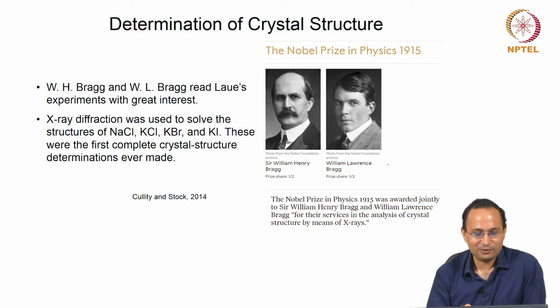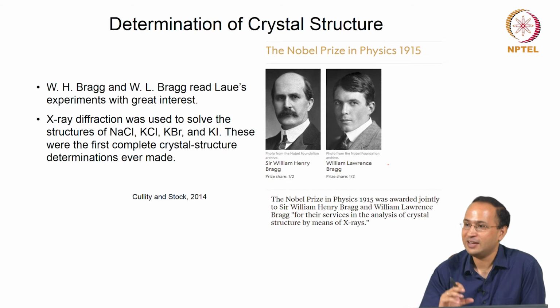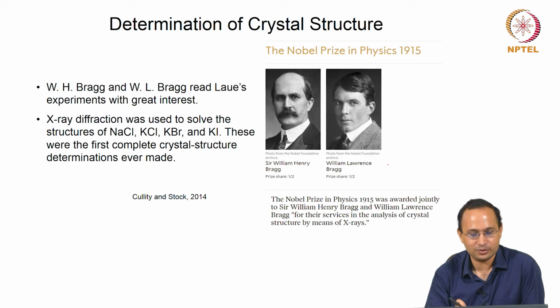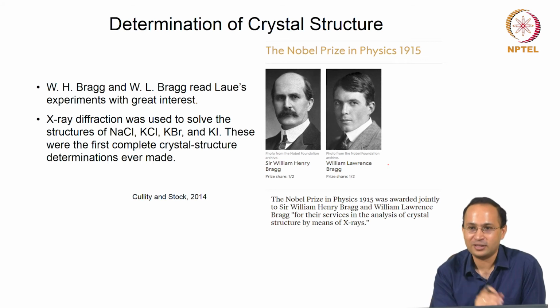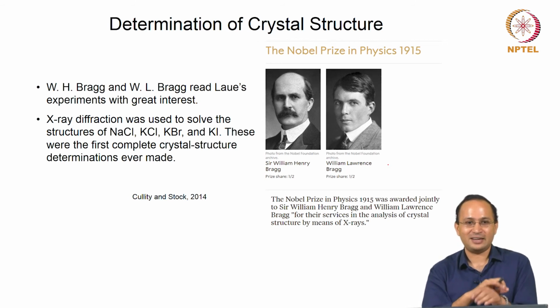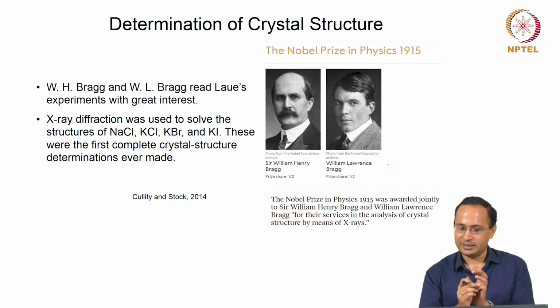What they did then was use X-ray diffraction to solve the structures of crystals. They solved the crystal structure of sodium chloride, potassium bromide, and potassium iodide. These were the first complete crystal structure determinations ever made, and for this they got the Nobel Prize in 1915. Interesting, right? First you see the interaction between X-rays and crystals, then with the help of X-rays they solved the crystal structure. Both got the Nobel Prize for their services in the analysis of crystal structure by means of X-rays.